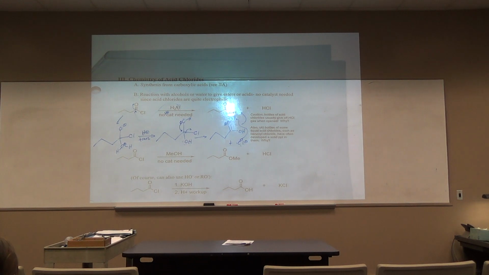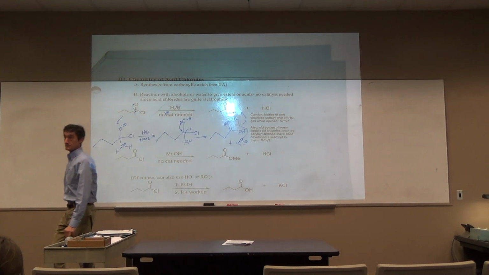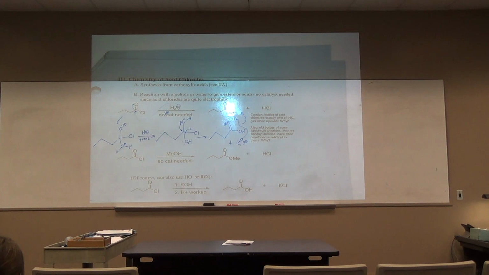Now the HCl comes out that it formed in this reaction, and your acid chloride also contains some acid. Very often when you use an acid chloride, if it's old, if it's been sitting on the shelf for 6 months or 5 years, before you use it, you'll distill it to get rid of the carboxylic acid that's in there.